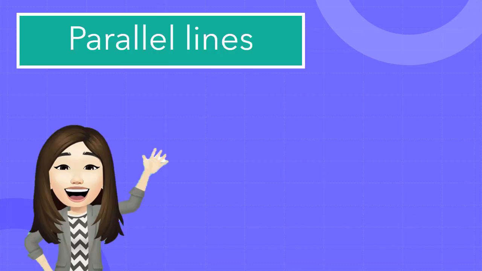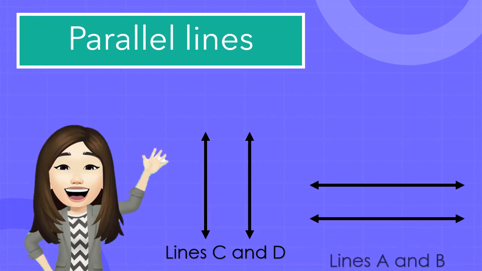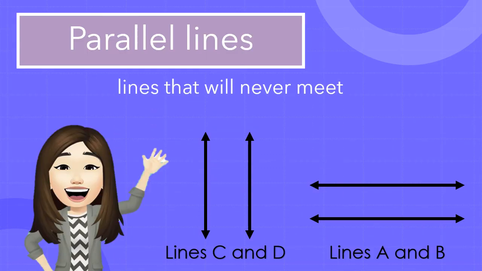Now look at the figures. We have lines C and D and we have lines A and B. What can you say about these lines? If we extend the horizontal lines or the vertical lines, they do not meet at a certain point. These lines represent parallel lines. Parallel lines are lines that will never meet.